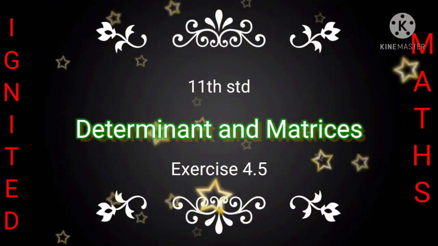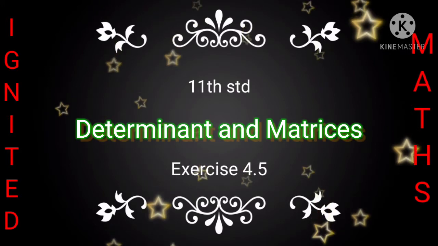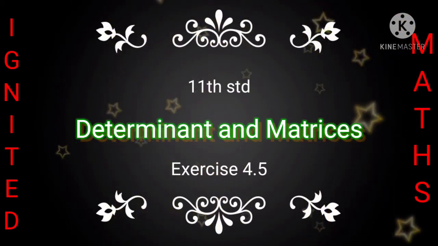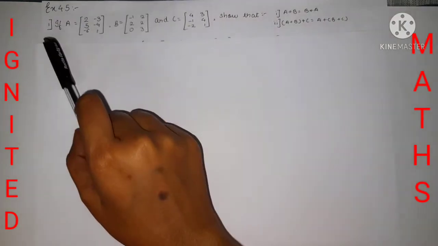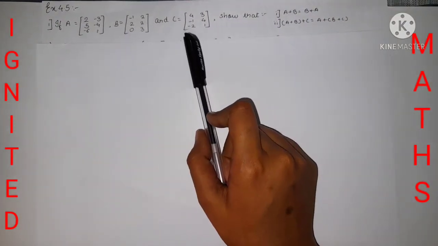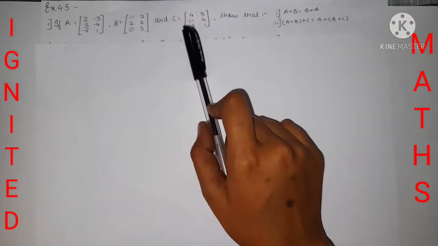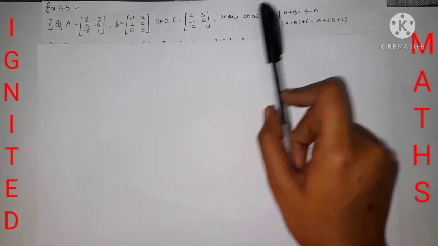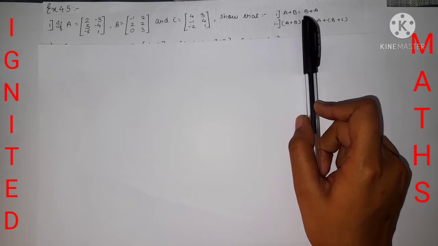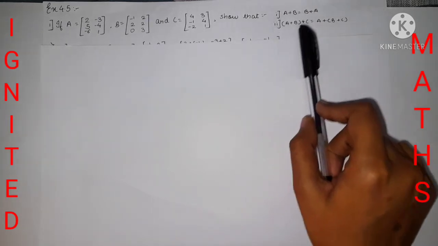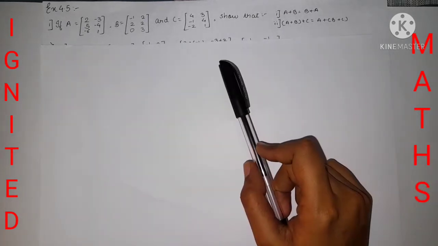In this video, we are going to learn the chapter of determinants and matrices from Exercise 4.5 of the 11th standard of the MH board. In Exercise 4.5, the first question gives three matrices, A, B and C, and we need to show that the two conditions given hold, that is, prove that LHS is equal to RHS. These are all the LHS terms and we need to prove them in the RHS terms.